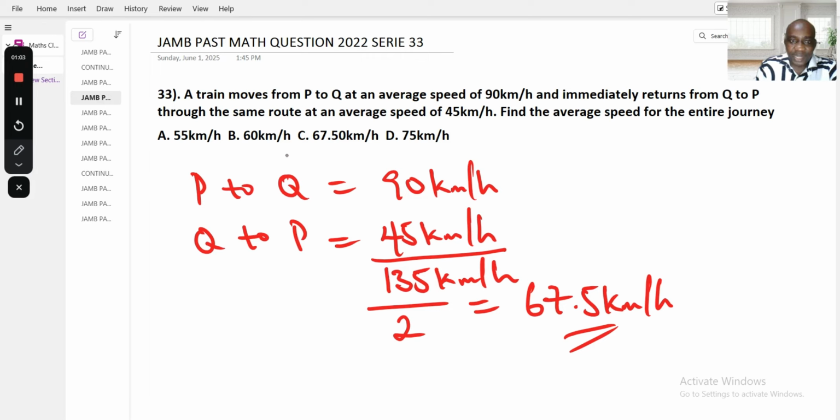Do we have the answer there? Yes, C. Our final answer is C. Let's move to the next question.